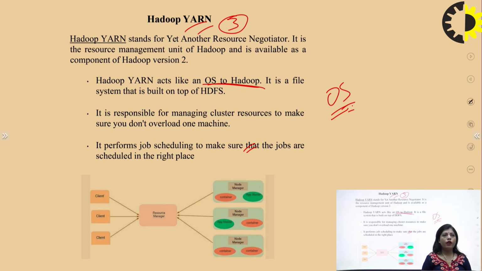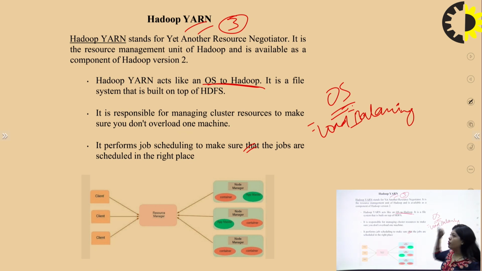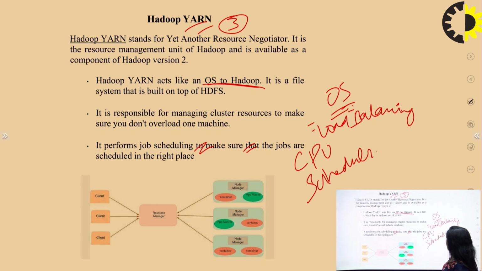It is responsible for managing cluster resources to make sure you don't overload one machine. We also perform load balancing to make sure that one process is not overloaded while another is underloaded. It also performs job scheduling to make sure the jobs are scheduled in the right place and equally assigned to every process. Job scheduling works like a CPU scheduler, and the task of the CPU scheduler is done by Hadoop YARN.